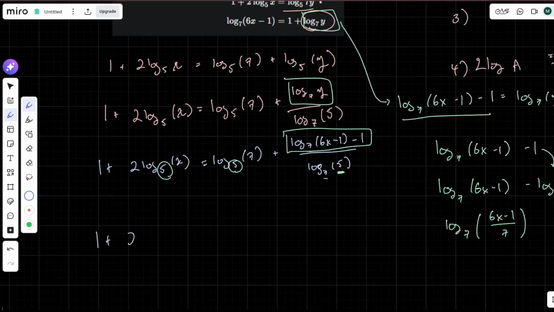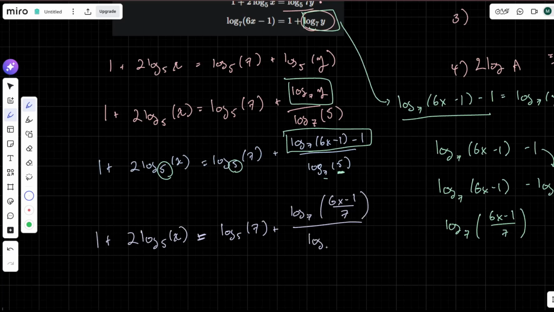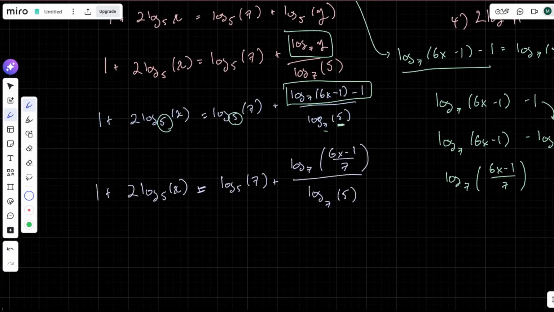We're going to have 1 plus 2 log base 5 of x equals log base 5 of 7 plus log base 7 of (6x minus 1) over 7. And then we use our change of base formula to turn this piece at the end into log base 5 of (6x minus 1) over 7, just like that.